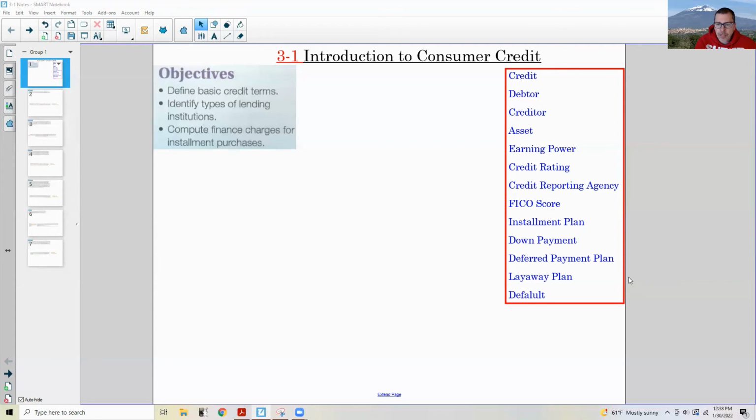Okay, so your down payment and a deferred payment plan. Let's see, how can I explain that?